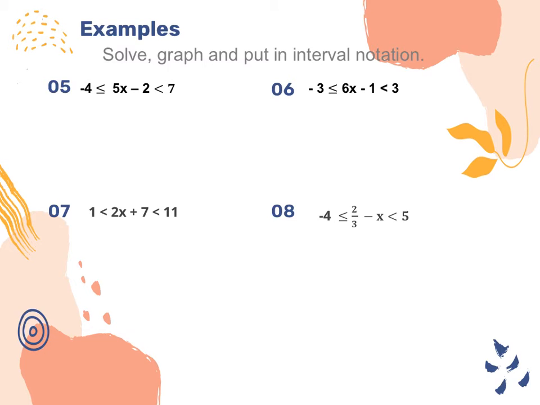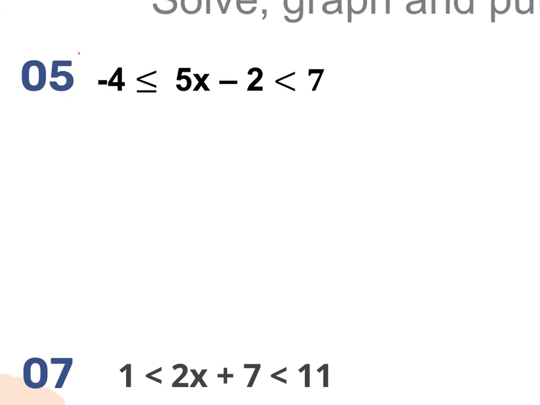All right, these are compound inequalities, which means you've got 3 parts to it. The middle is greater than half of it and less than half of it, right? So whatever I do to the middle, I just have to do to both sides, okay? So for number 5, the first thing I'm going to do is add 2. I have to add it to the middle and to both sides. I get -2 is less than or equal to 5x, which is less than 9. Notice one side is or equal to, one side is not. They can both be or equal to. They can both be not, or one can, it doesn't matter, okay?